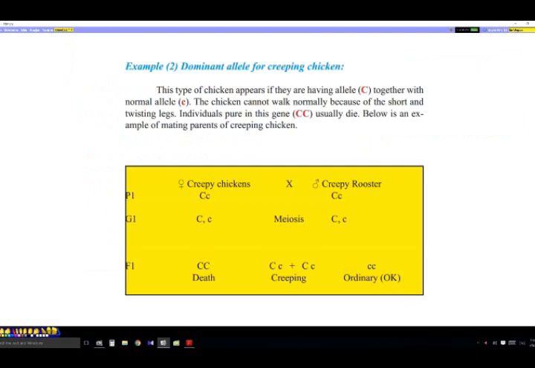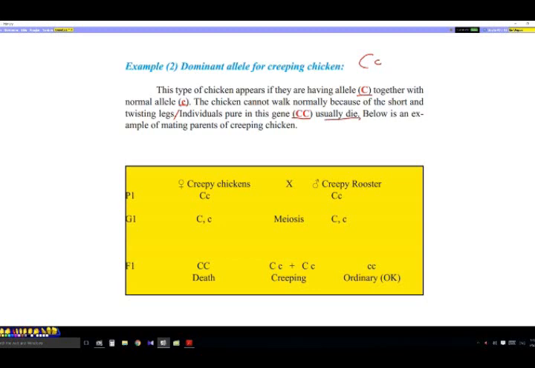Another example of lethal alleles: the dominant allele for creeping chicken. This type of chicken appears if they have the dominant lethal allele, capital C, together with the normal allele, small c. The chicken cannot walk normally because of short and twisting legs. So the hybrid organism, capital C small c, does not suffer death, but has abnormalities like short and twisting legs. But when the individual is pure with capital C, the organism usually dies.